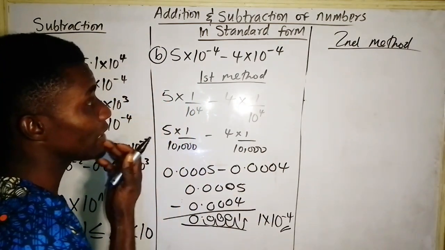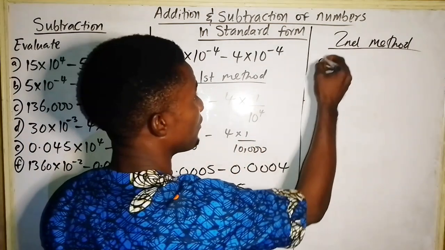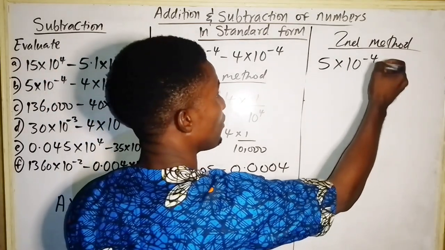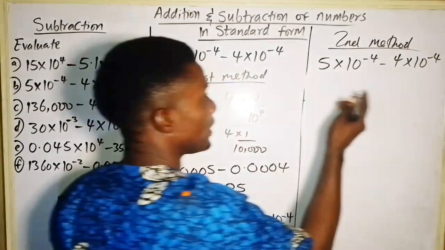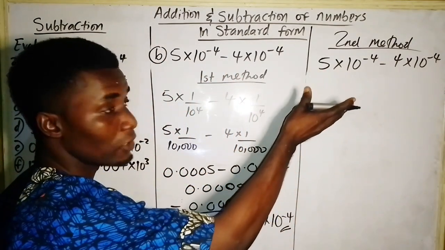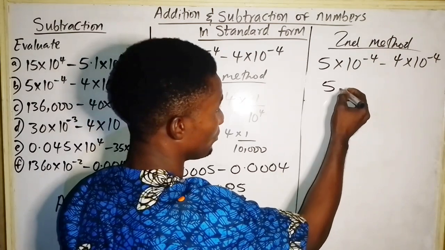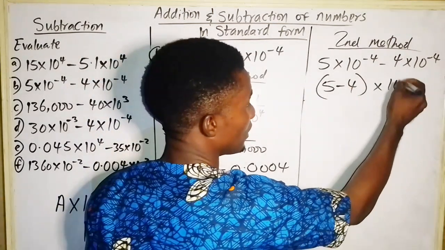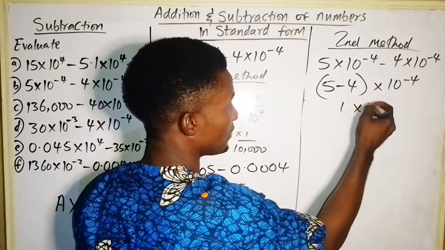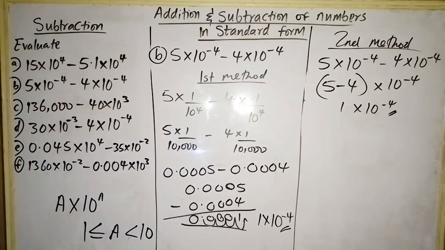Now let's use the second method to figure out the answer to this question. So we have 5 times 10 raised to the power minus 4 minus 4 times 10 raised to the power minus 4. Now the common factor we have here is 10 raised to the power minus 4. So we are going to subtract them completely. We have 5 minus 4 times 10 raised to the power minus 4. This is 1 times 10 raised to the power minus 4, which is still the same as the answer we have here. So that is that for the second question.